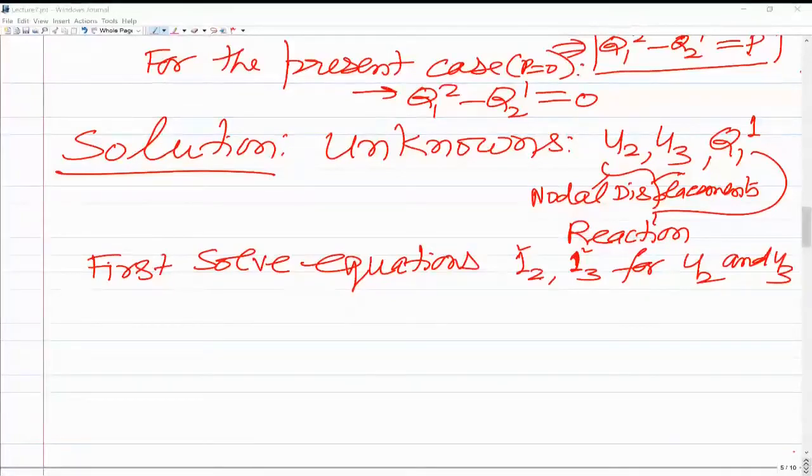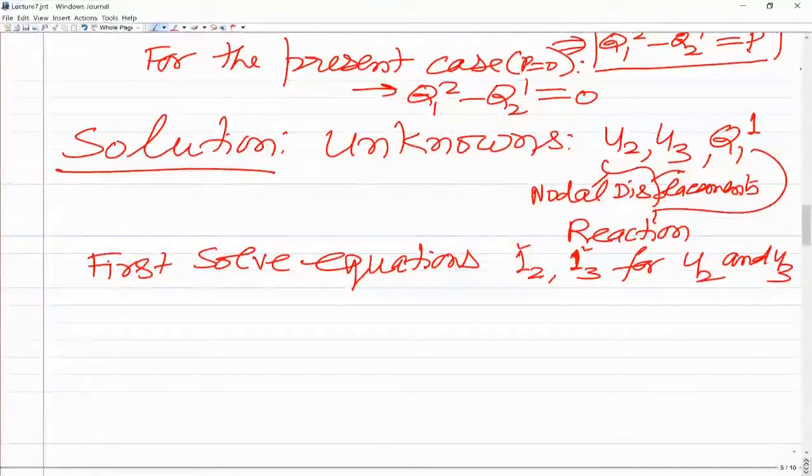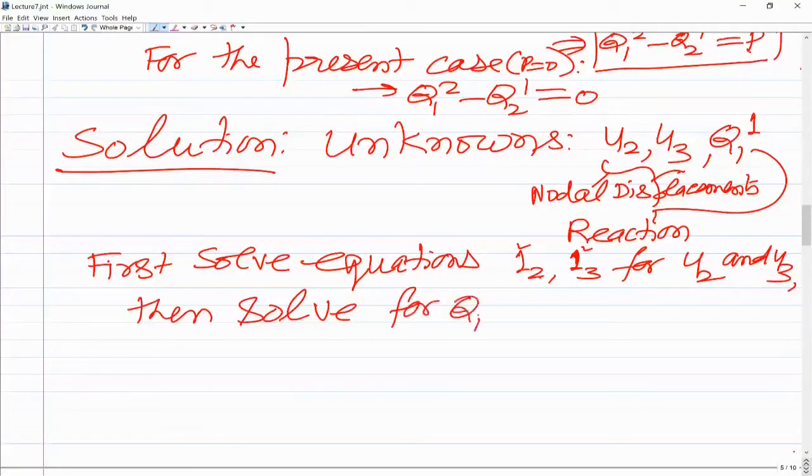Okay. What I'm saying is that you take the second and third equations from the assembled system and solve for u2 and u3. And after this, you solve for q11 from the first equation, that is, from equation 1 1.